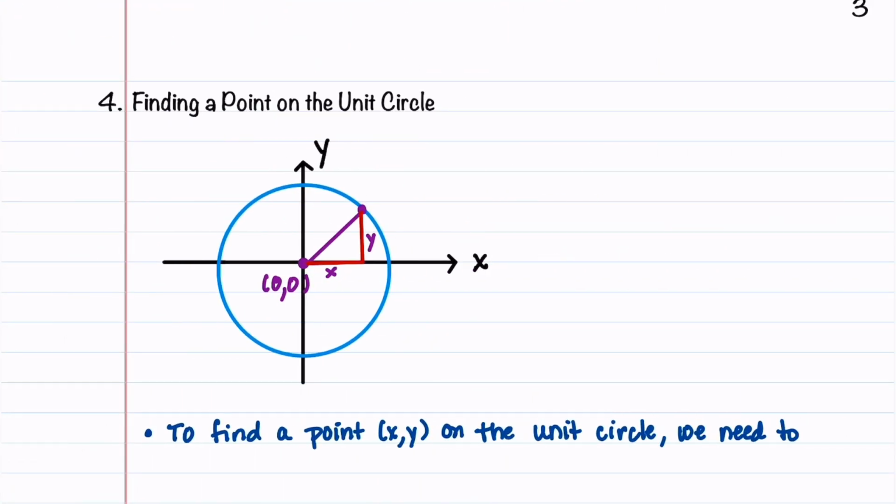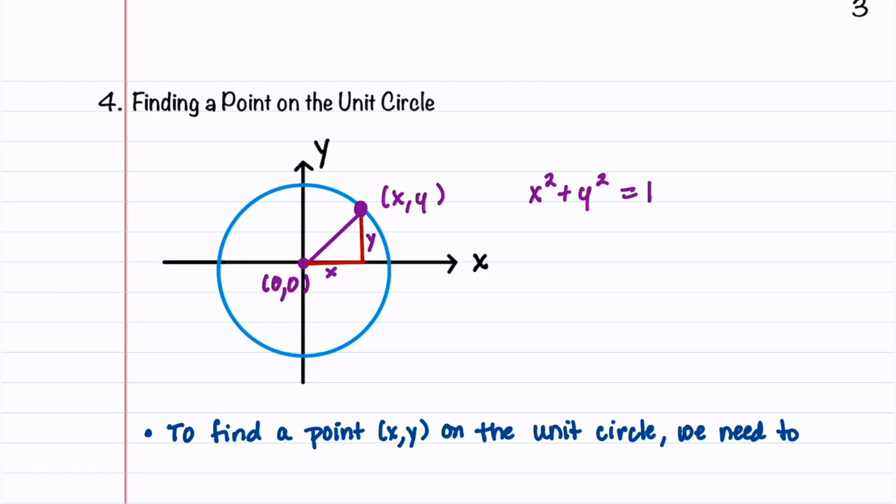We're often asked to find the value of a point on the unit circle. If we look at our picture here, the point that I'm talking about is this point that I just wrote in purple. We're going to call this point x, y. And we need to remember that this point is governed by the equation for the unit circle, x squared plus y squared is equal to 1. So every point on the unit circle can be described by this equation.